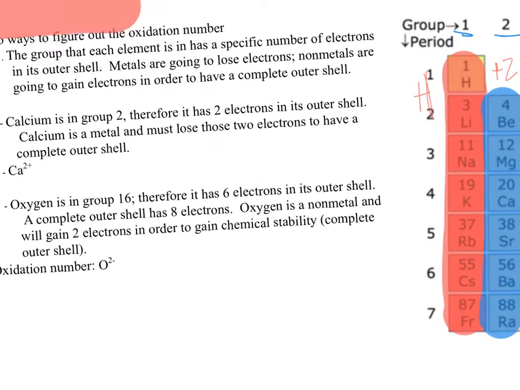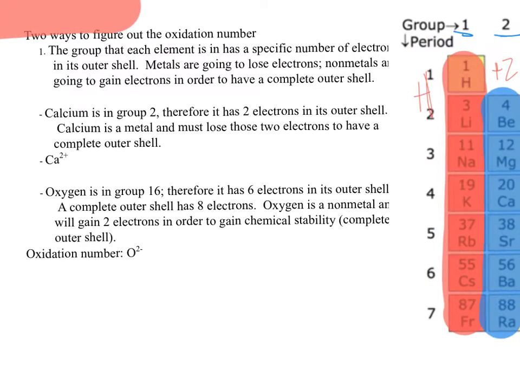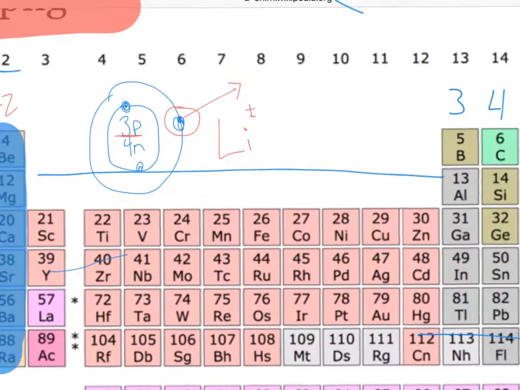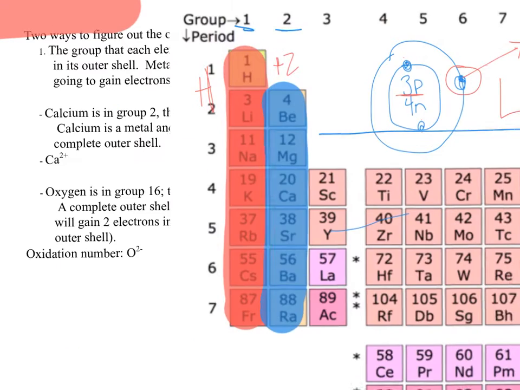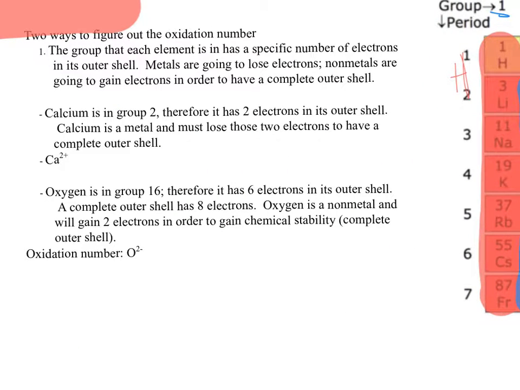Now the tricky part to do it this way is that you have to think, well, oxygen is in group 16, so it has 6 electrons in its outer shell. You can do some basic math: it's got to get to 8 and it only has 6, so it must gain 2 electrons. Oxygen's right here, in group 16, with 6 in its outer shell. It's got to gain 2 electrons in order to have a full outer shell, because it's got 6 and wants to have 8.